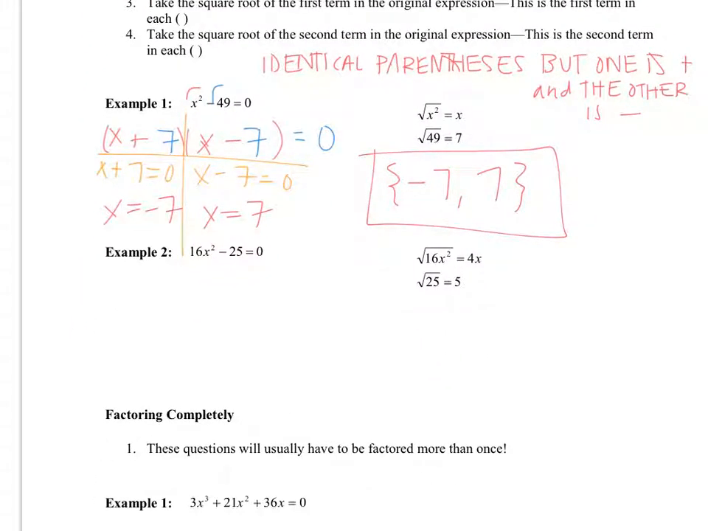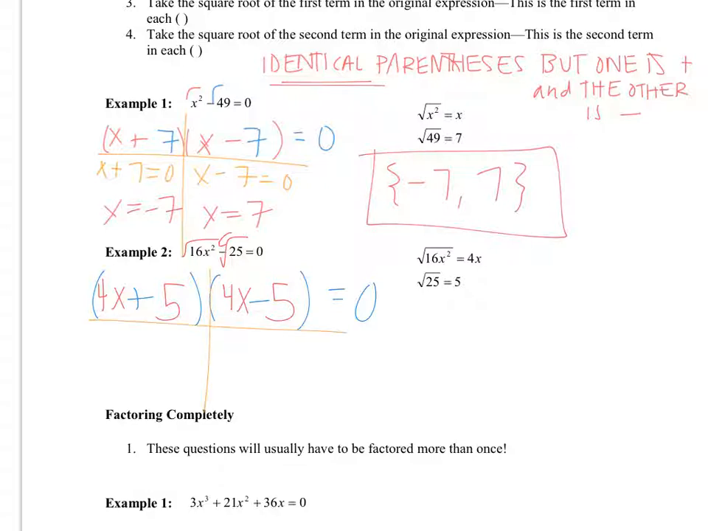All right, example 2, we've got 16x squared minus 25. It is the difference, the subtraction of perfect squares, because I can square root both terms. Parentheses, parentheses, equals 0. Plus and minus, we're good to go. You like that little song? All right, square root of 16 and square root of x squared gives me 4x for both spots in the front of each parenthesis, because remember they are identical except one is plus, one is minus. Square root of 25 gives me 5 in both spots.